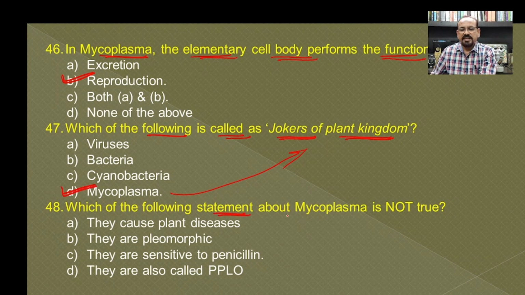Then, which of the following statements about the mycoplasma is not true? They cause plant diseases, it is a true statement. They are pleomorphic, that is a true statement, that is, morphologically of different shape and size. They are sensitive to penicillin, this is the wrong one; they are not sensitive to penicillin. Then, they are also called PPLO, this is also correct. And hence, not true means they are sensitive to penicillin. This is not true because they are not sensitive to penicillin because of the absence of the cell wall in the mycoplasma.